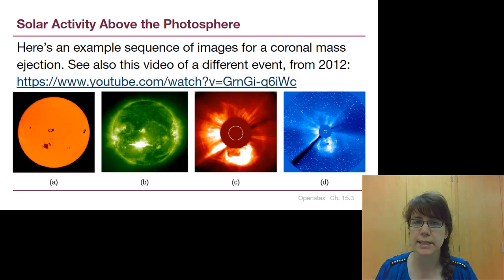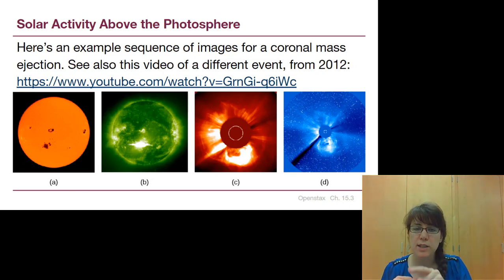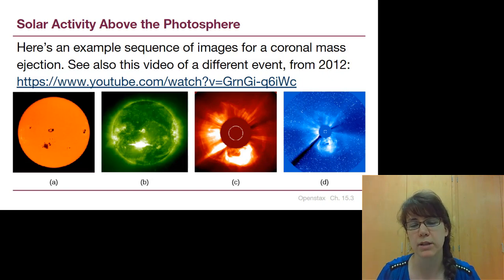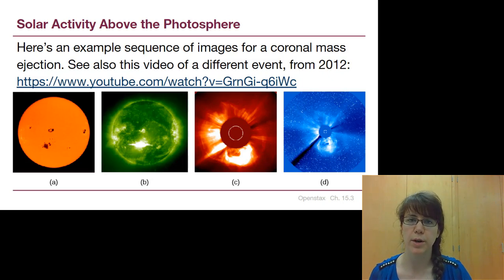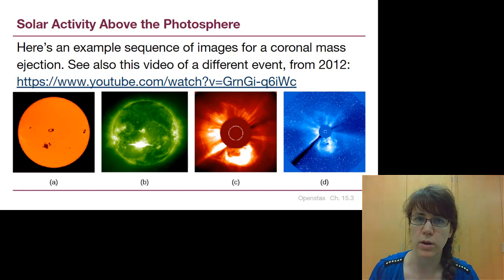Parts C and D are using the coronagraph that we mentioned in the earlier video to block out the disk of the sun. We're now looking further away, and we can see this big loop of material, a CME, a coronal mass ejection, that in part C is close to the sun but being sent out, and in part D is even farther from the sun and being sent out. There's a video of a different event from 2012, which has a lot of different pieces to it, and we'll have that link for you to look at on Blackboard as well.